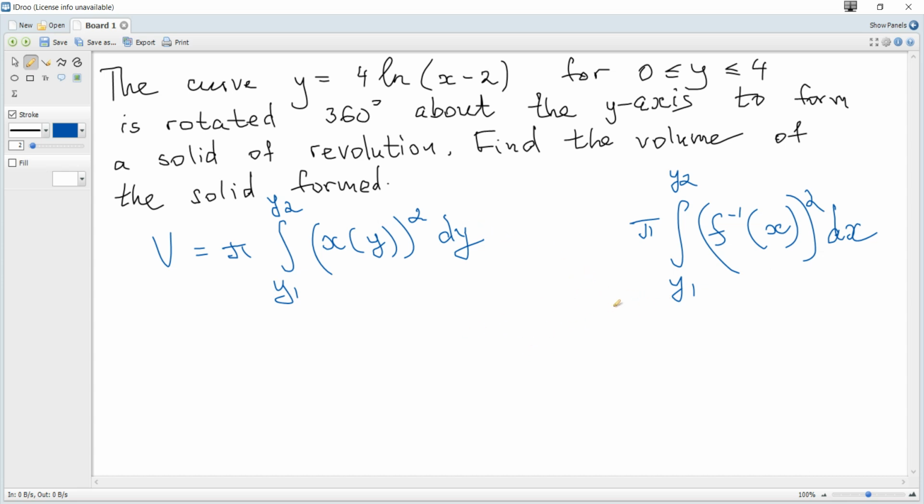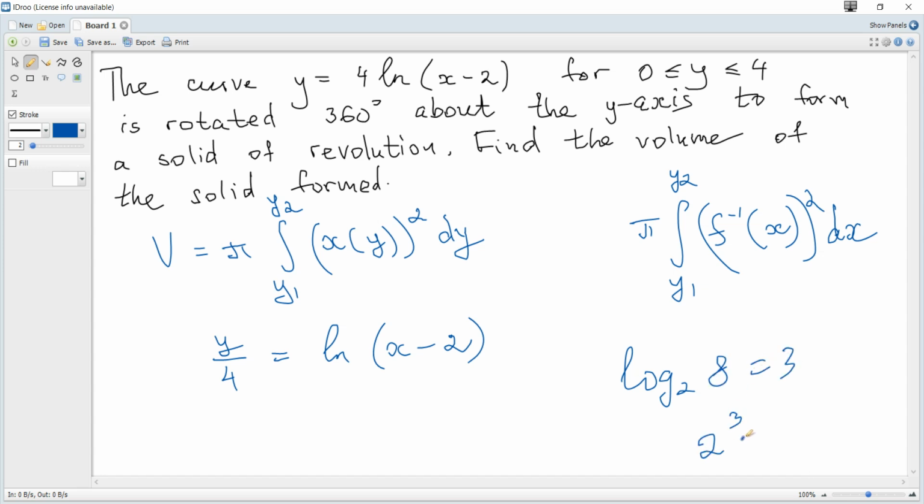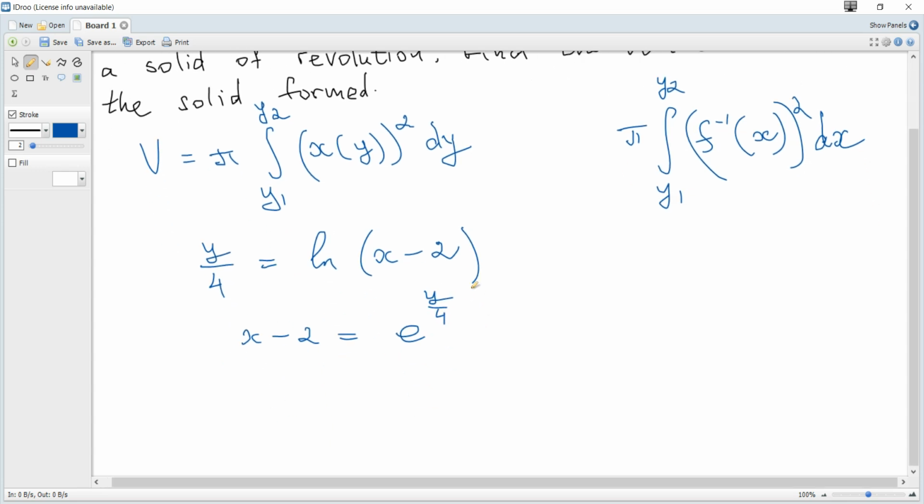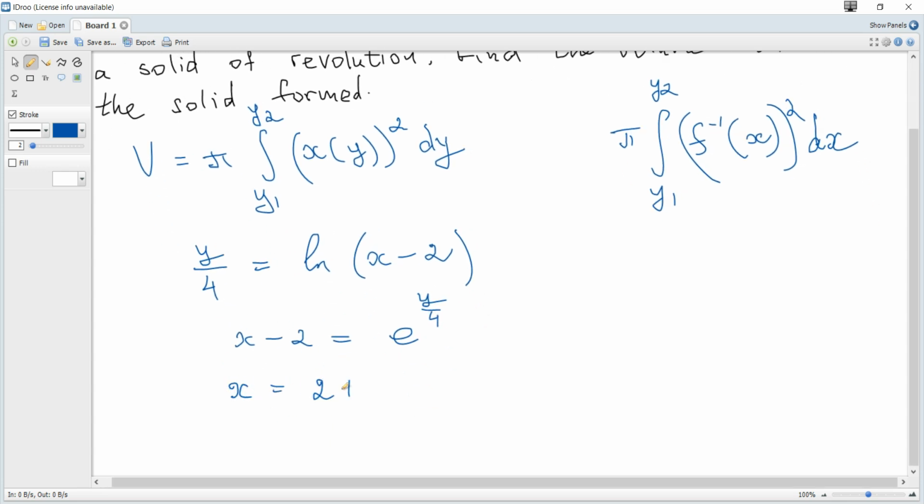So let's just solve for x, and it becomes what? y over 4 is equal to ln(x − 2), and by definition, log base 2 of 8 is 3, because 2 cubed is 8. And ln is log to the base e, so e to the power of y over 4 is equal to x − 2. Hence x is 2 plus e to the power of y over 4, and then we substitute and integrate.